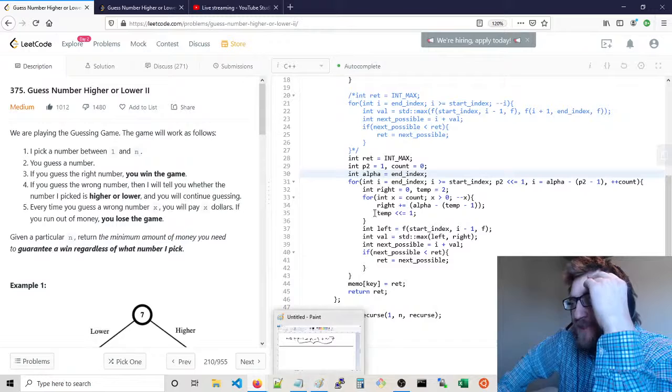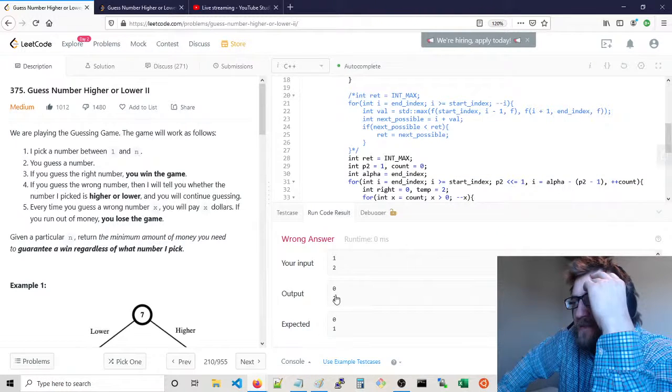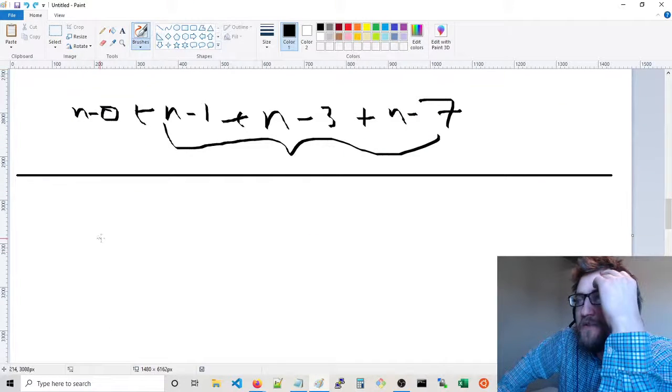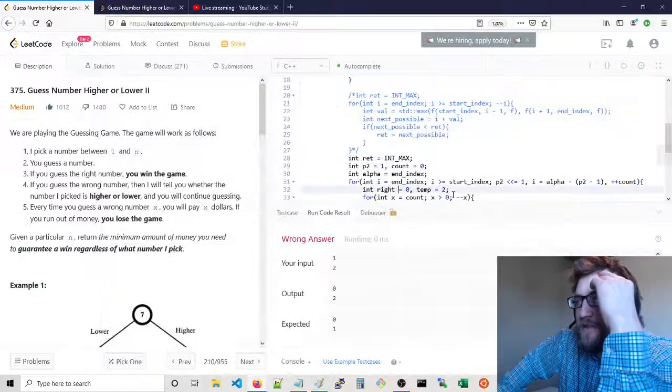All right, so let's look at some of the test cases that it fails on and see if we can figure out what's wrong. So for 2, we expected 1, but we get 2. For 2, 1, 2, we expect 1, but get 2. Now, why is that? Okay, well.